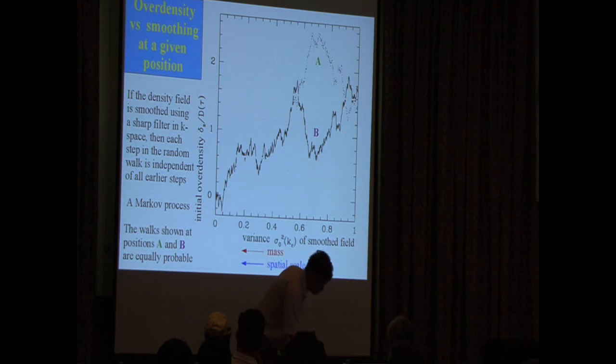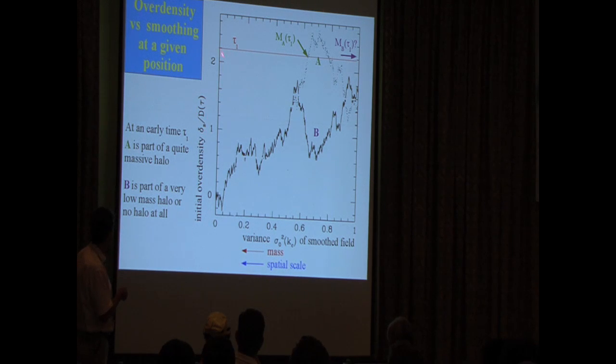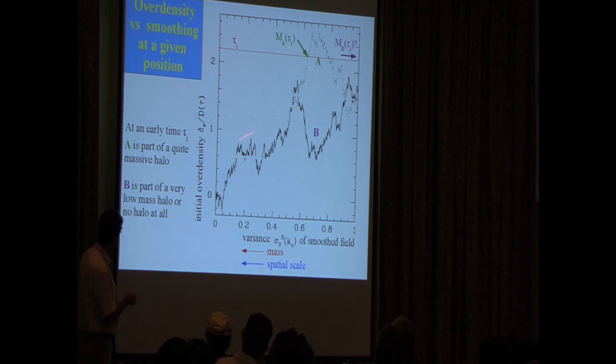So let's go to an initial time, tau 1. Now 1.69 over D is here, say. On this random walk, you can see A crosses at this point. This point corresponds to some variance, which corresponds to some mass. So at this rather early time, tau 1, A is supposed to be part of an object of this mass. B hasn't crossed it here, so maybe it crosses it over there somewhere. Either B crosses over here somewhere as part of a very small halo, or it doesn't cross at all, and then it's not part of anything. Okay?